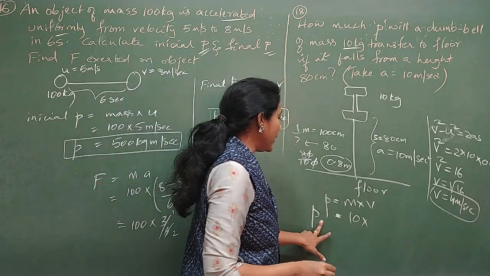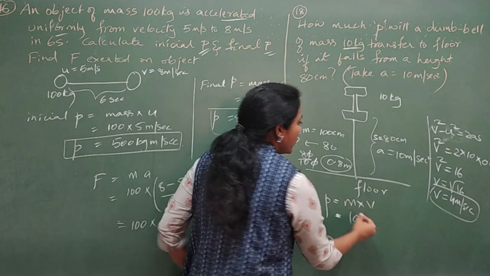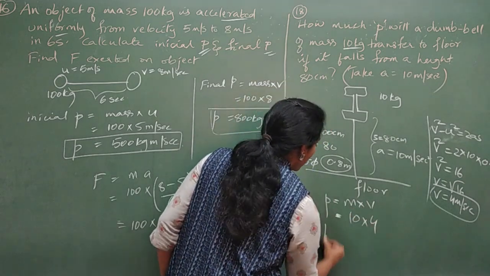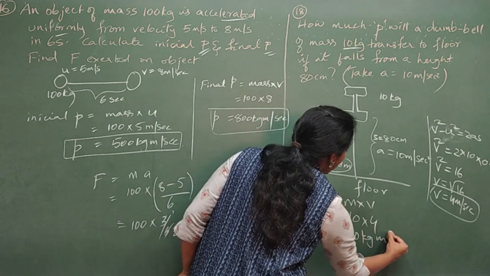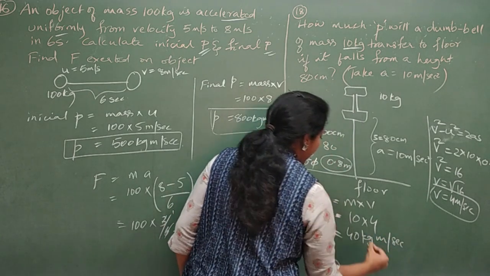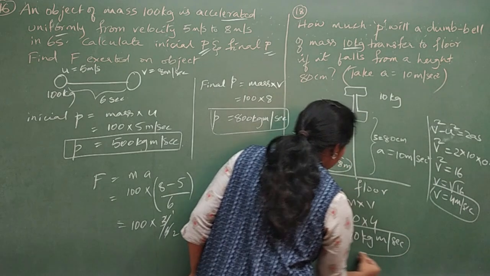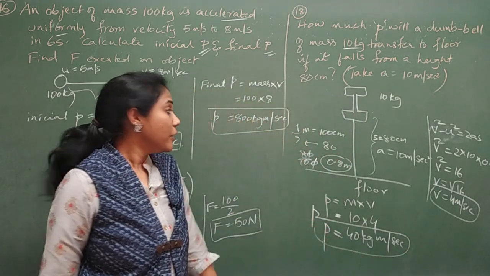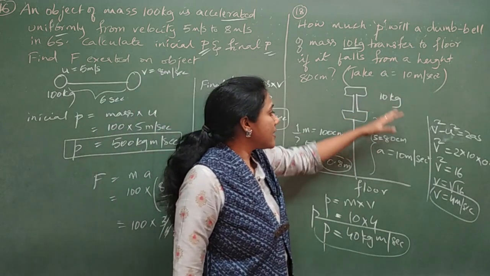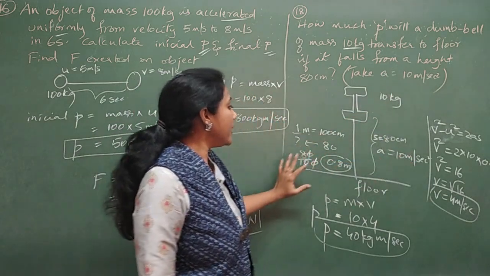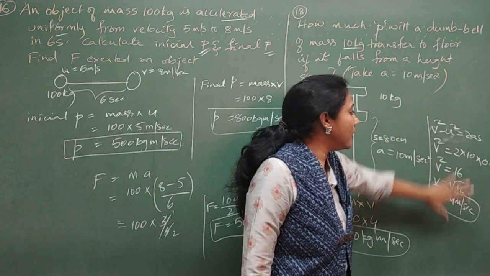Okay. So momentum is equal to mass into velocity, no? So 10 into 4. So what is the value for momentum? 40 kg meter per second. Okay. So this is the value for momentum. So you have to be very careful with conversion. So here distance is given in centimeter, but we want it in meter, right? So don't forget to convert.